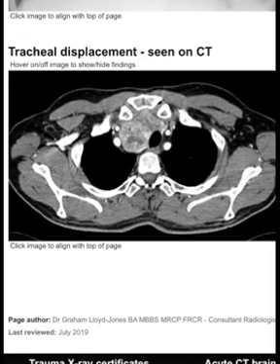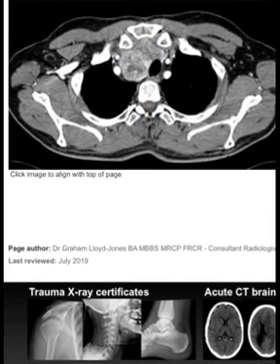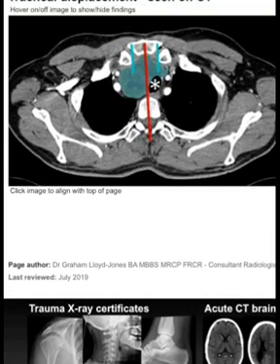Tracheal displacement seen on CT, trachea asterisk, shifted to the left of the midline or red line. Soft tissue mass on the right side of the trachea, highlighted area. The CT finding correlate well with the X-ray. Diagnosis is mediastinal thyroid enlargement causing tracheal deviation.